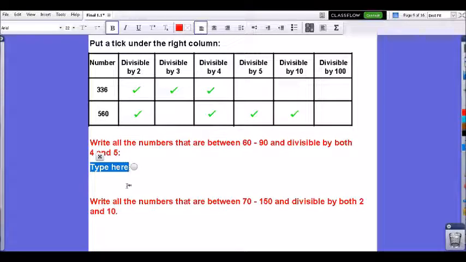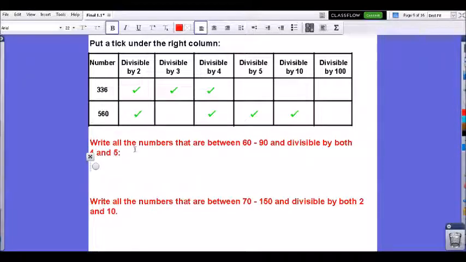All right, so between 60 and 90, we have 65. Is it divisible by 4? 65 is an odd number. No way. Okay, 70. 70, is it divisible by 4? Let's try to divide it 2 times by 2. 70 divided by 2 is 35. 35 divided by 2. No, I can't. 70 is not there with us. It's divisible by 5, but not by 4. What about 75 then? 75 is divisible by 5, but not divisible by 4. It's an odd number. No way.